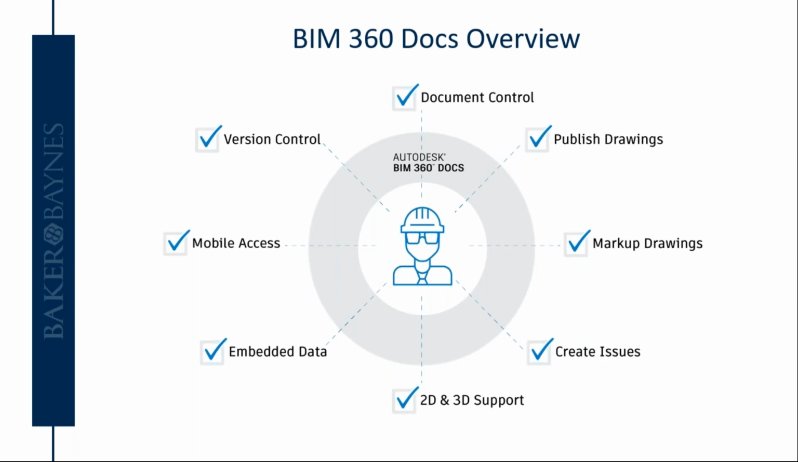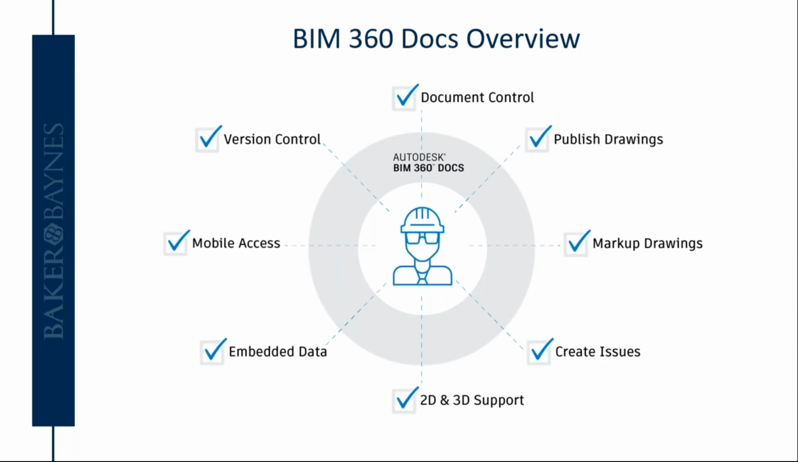Both 2D and 3D files can be uploaded and markups and issues can be made on either of the two. And because of the embedded data functionality of BIM Docs, you would be able to see the 3D model as well as its properties that are in Revit without actually having the Revit application on your device. This is what makes it possible to view the models and all other file types on your mobile device.